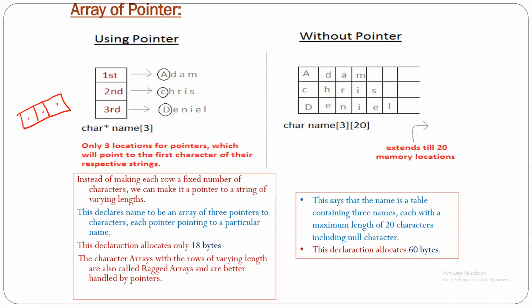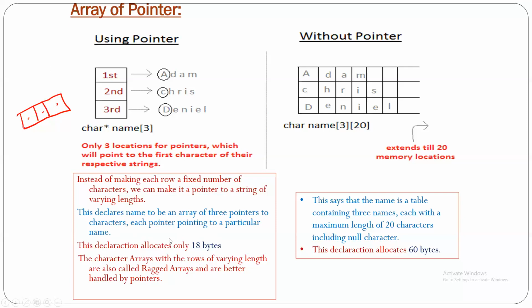So my remaining 60, अगर मैं ऐसा लिखती, right? So 60, उसमें 60 बाइट्स स्टोर हो रहे थे, लेकिन यहाँ पर जितना मेरा स्ट्रिंग का साइज है उतनी ही मेमोरी एलोकेट हो रही है. So it is allocating only 18 bytes. So obviously this one is much more efficient. So the character arrays with rows of varying length are also known as ragged arrays and are better handled by pointers, right? So I hope this concept is clear to you, right?